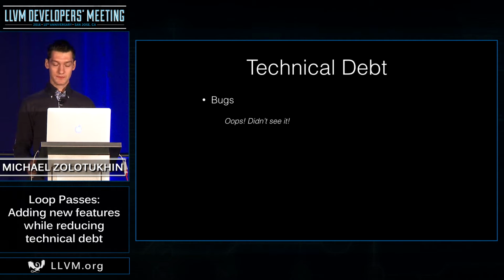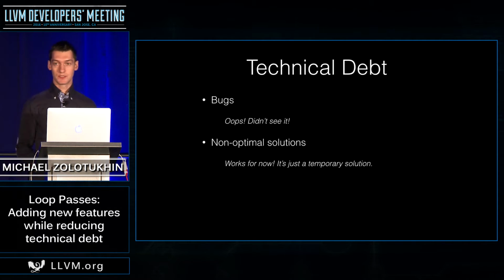There are other forms as well. For instance, non-optimal solutions. We might use a quadratic algorithm instead of a linear one when we think that the number of elements is small, but then someone hits that nasty corner case when it's actually very large. And again, we now have to get back to our code and basically re-implement it.